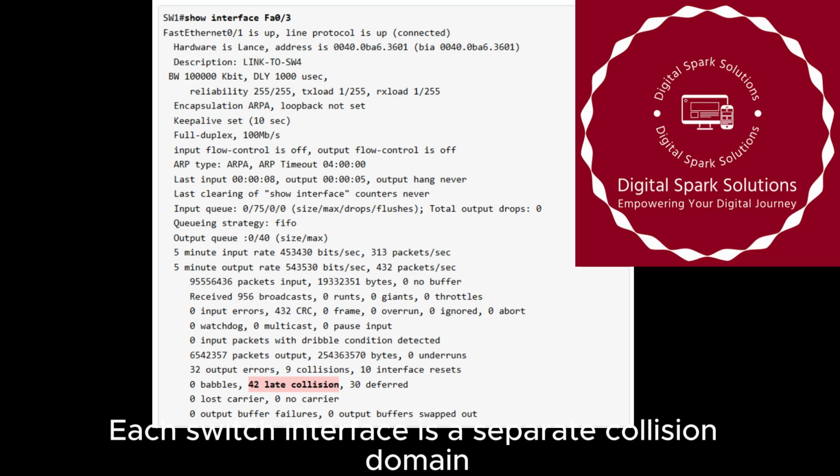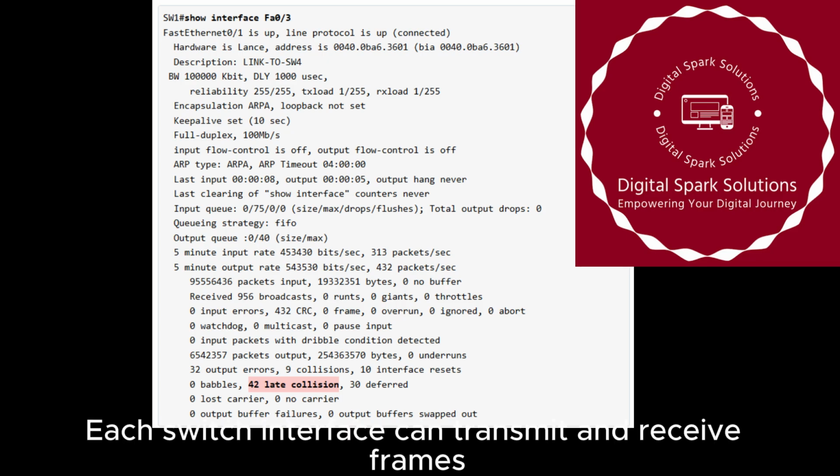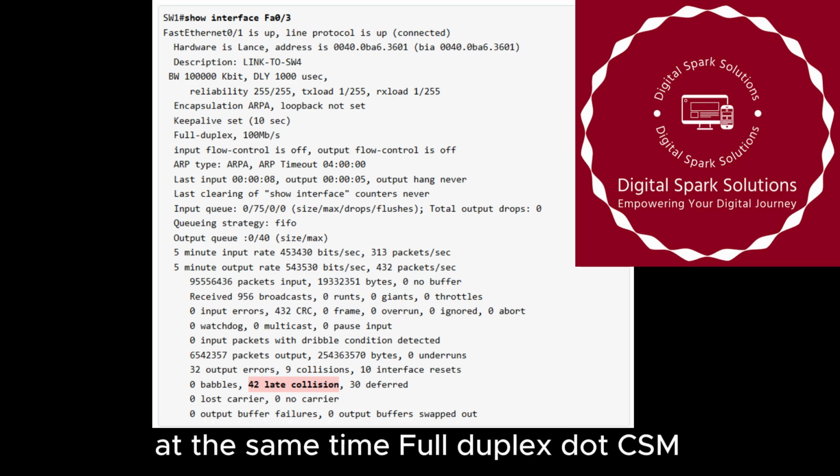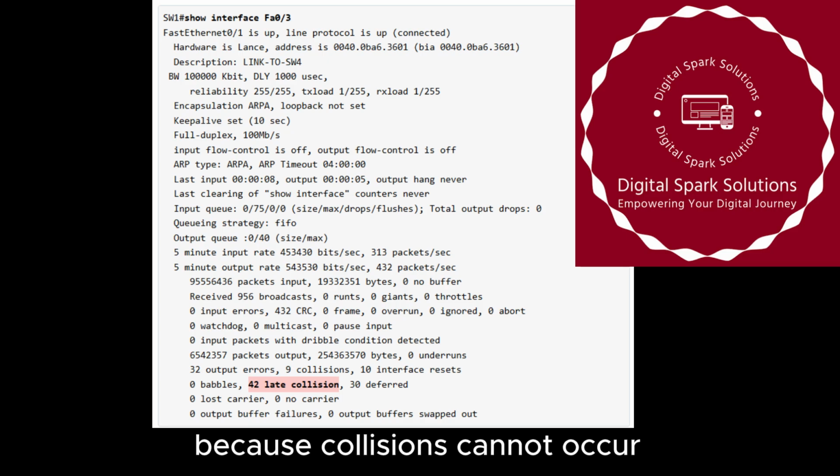Each switch interface is a separate collision domain. Each switch interface can transmit and receive frames at the same time, full-duplex. CSMA/CD is disabled by default on switches because collisions cannot occur.